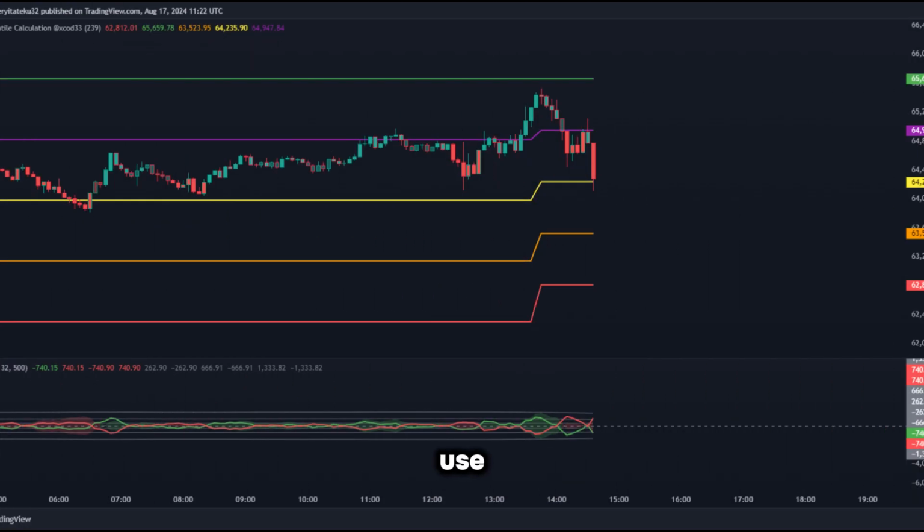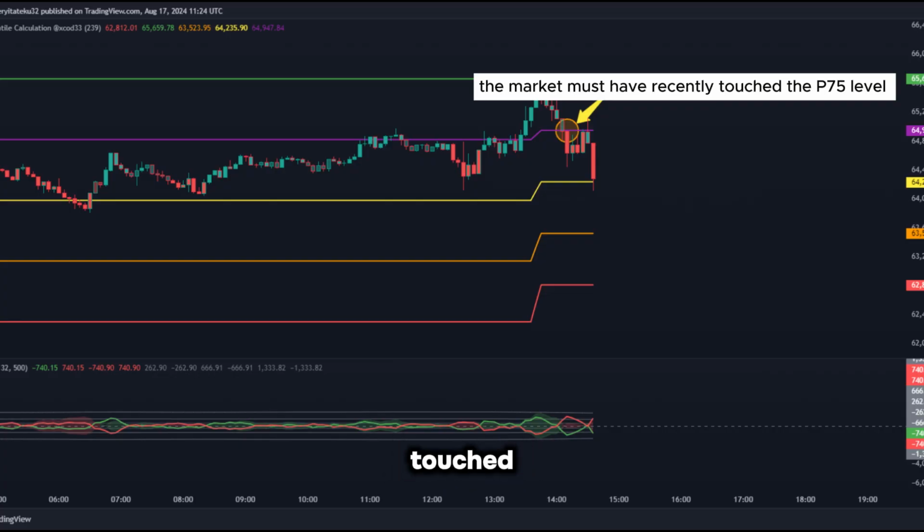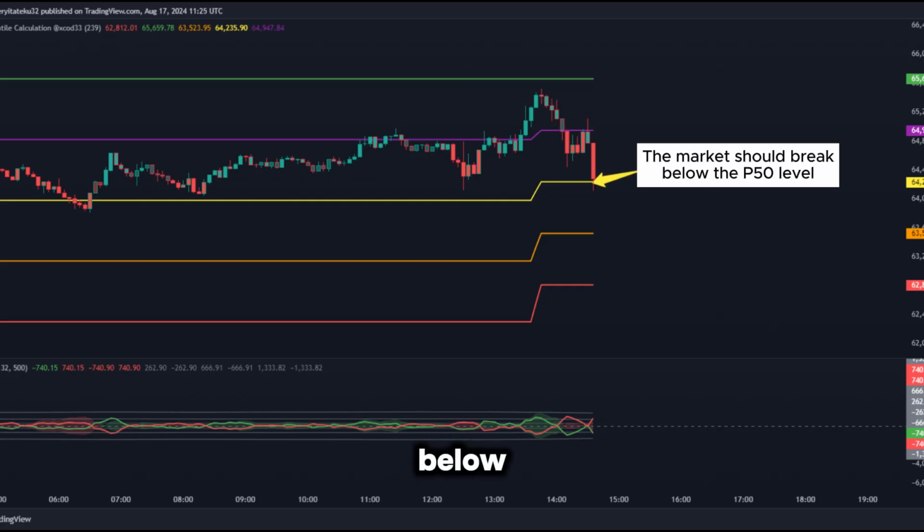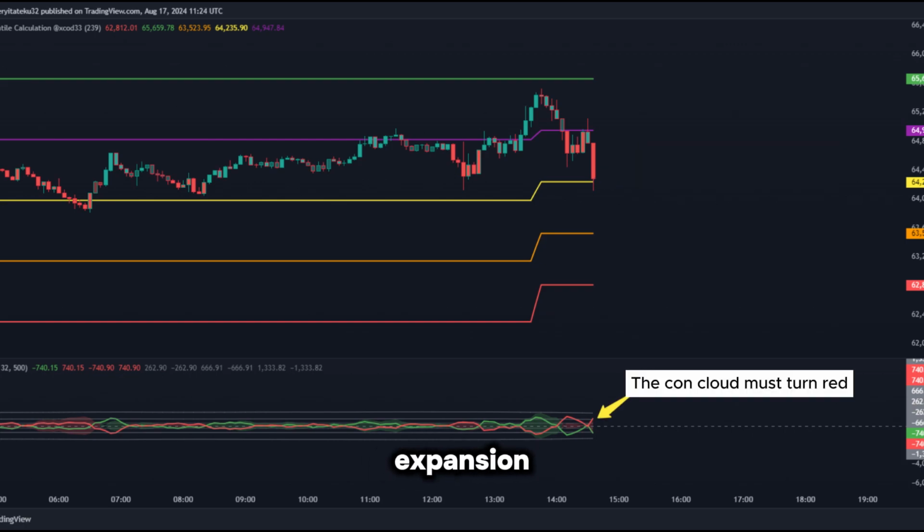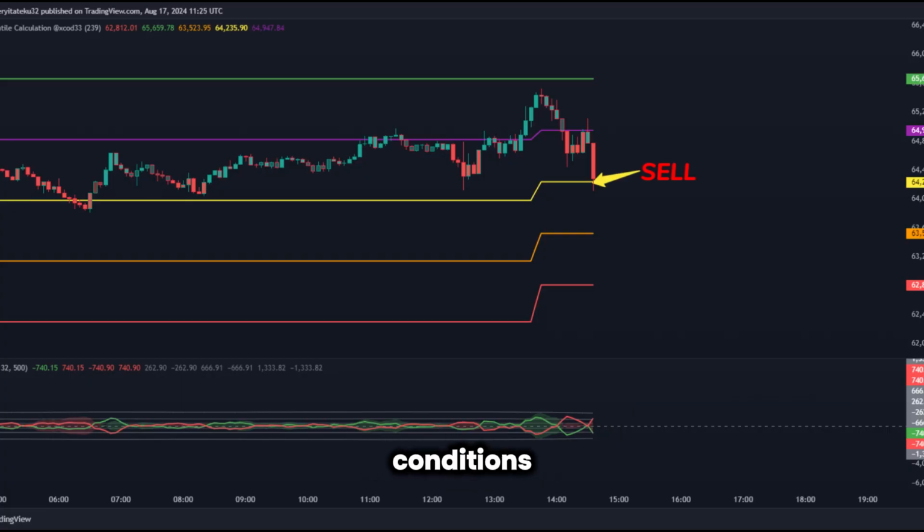To properly use this strategy, there are 3 conditions that must be met. First, the market must have recently touched the P75 level of the percentile indicator. Second, the market should then break below the P50 level of the percentile indicator. Third, the con cloud of the Expansion Contraction Indicator must turn red. Once these conditions are fulfilled, we place a sell order.